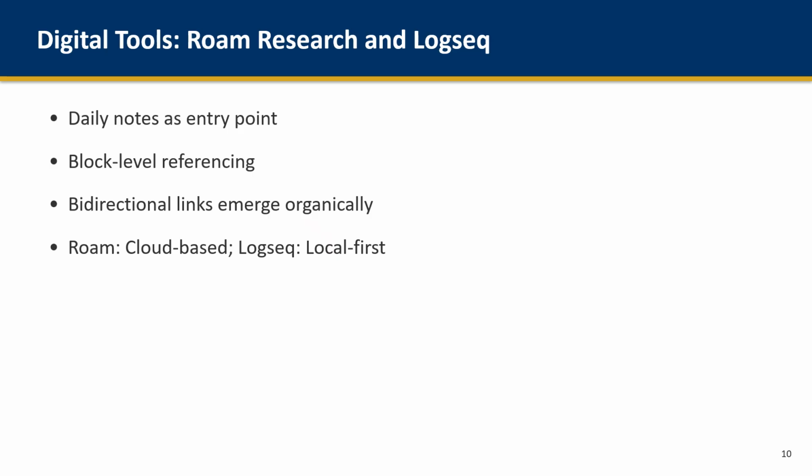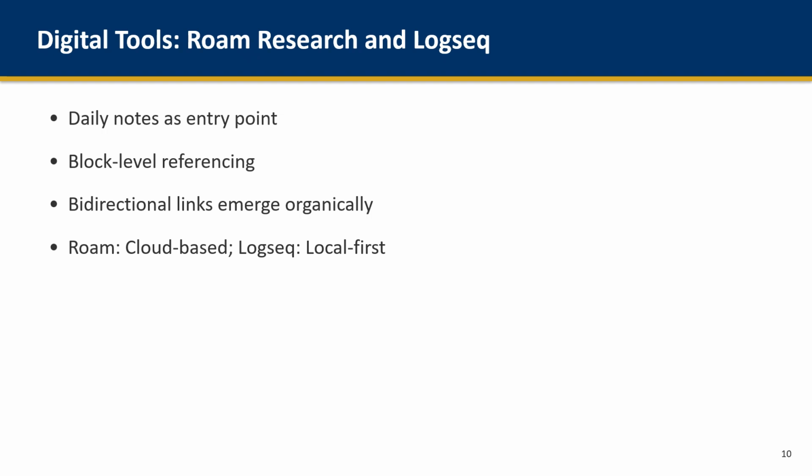Both tools center on daily notes as your primary entry point. Each day you open a new note and simply start writing. This removes the friction of deciding where to put information. As you write, you create links to concepts, sources, or ideas using double brackets.